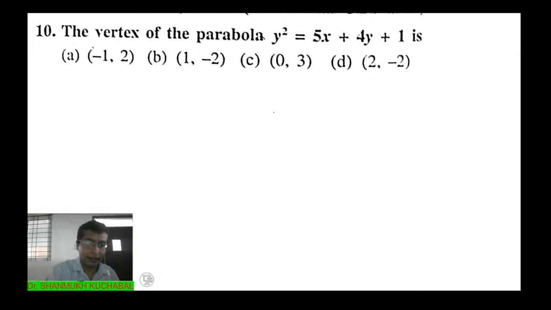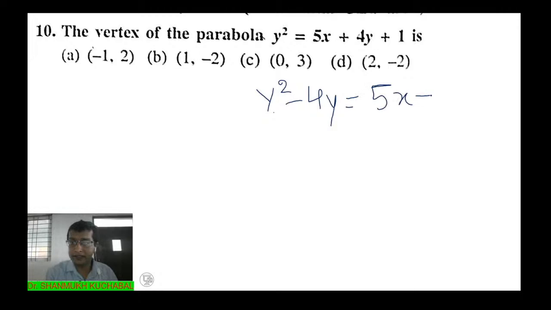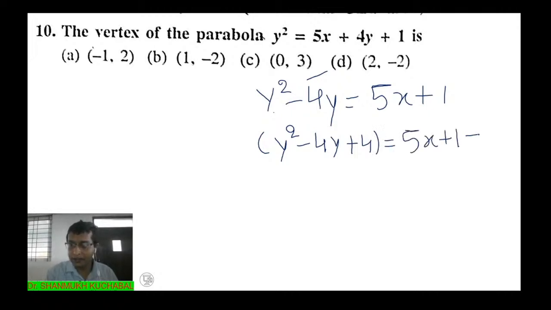Y and y square we collect on one side. Yes, so y square minus 4y we have collected on the LHS, and the remaining function let it be on the RHS, 5x plus 1. So the y coefficient here is minus 4. We have to divide by 2 and square it. So we get y square minus 4y plus 4, we'll add it on both sides. 5x plus 1 plus 4.